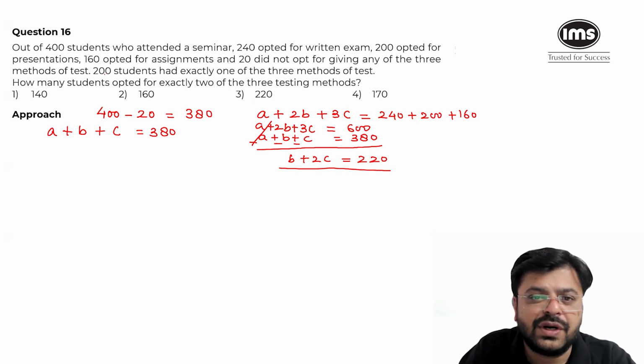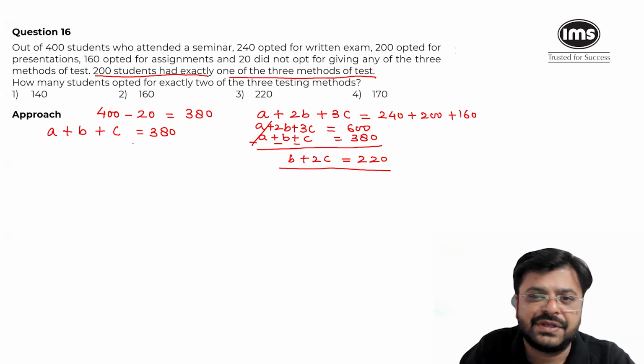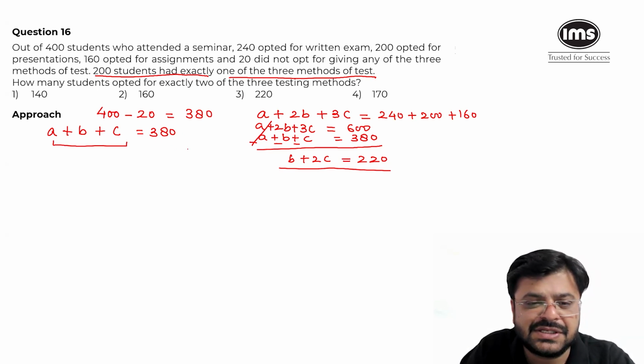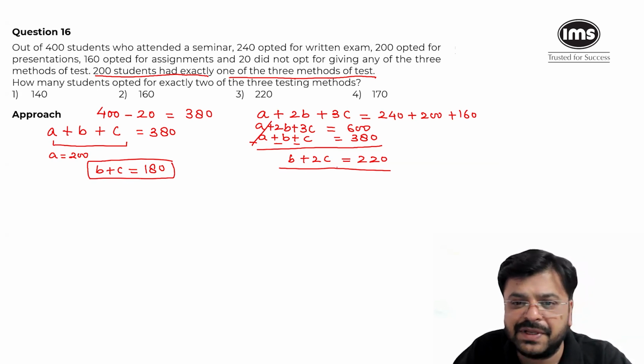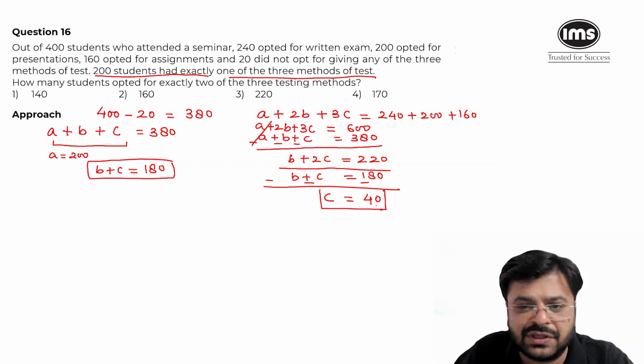We also know that 200 students had exactly one of the three methods of test. So if A plus B plus C is 300, and A is the number of students who appeared for exactly one method of test, that means A is equal to 200. That means B plus C is equal to 180. Now we know that B plus twice C is equal to 220 and B plus C is equal to 180. Take the difference. Then C is equal to 40. And C is the number of students who appeared for all three methods.